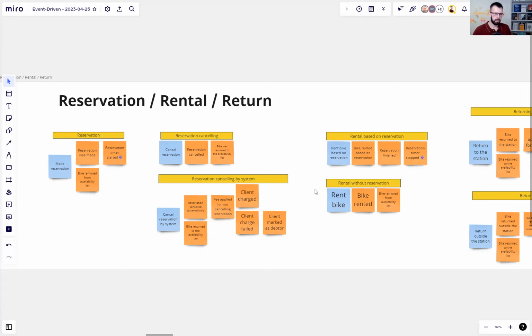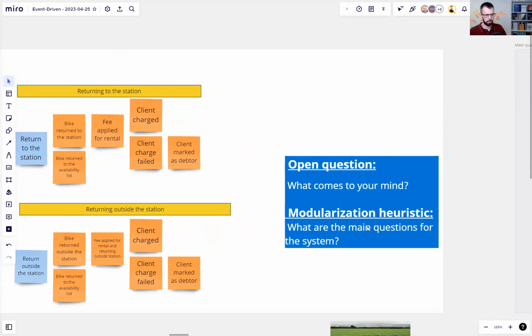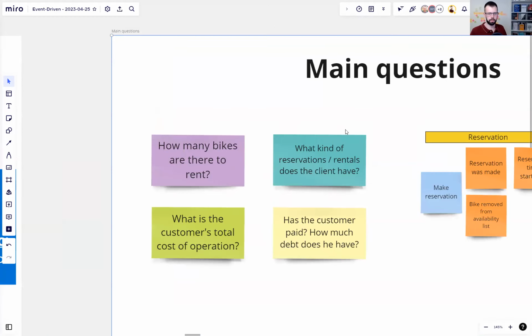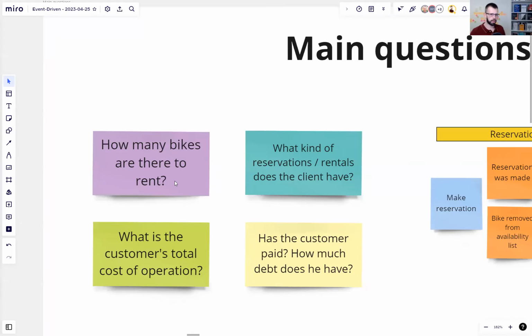Finding out these questions is really important in modularization, because we want to avoid the situation where, to answer a single question, you need to get information from two different modules. So we want to avoid needing to ask two different modules to answer a single question. So this is the proposition of the main questions here: for example, how many bikes are there to rent? That is about the availability that we have.